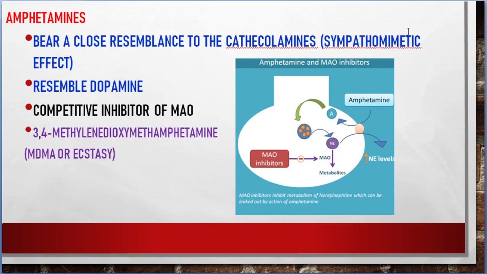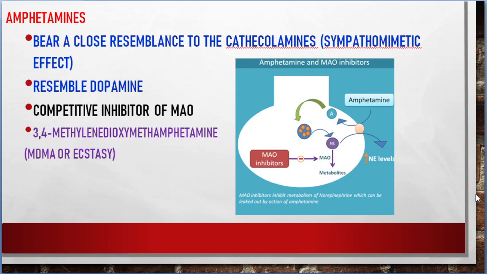Saan ba nanggaling ang ating norepinephrine and your epinephrine? Diba nanggaling sila sa ating dopamine. That's why it resembles your dopamine. It also acts as a competitive inhibitor of your monoamine oxidase. So, ano bang trabaho ng monoamine oxidase? Tingnan natin dito. So, your monoamine oxidase, here, your monoamine oxidase will actually metabolize your norepinephrine. Kaya para magiging inactive ang ating norepinephrine. So, that's the action of your monoamine oxidase.